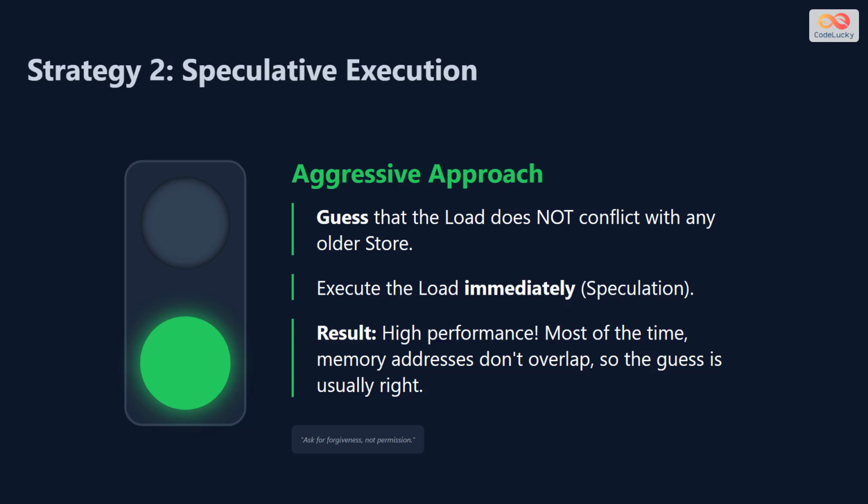The second strategy is the aggressive approach, often called speculative execution. Here, the CPU assumes that memory addresses are likely different. It guesses that there is no conflict and executes the load immediately. This is much faster because most of the time, programs access different parts of memory. It asks for forgiveness, not permission.